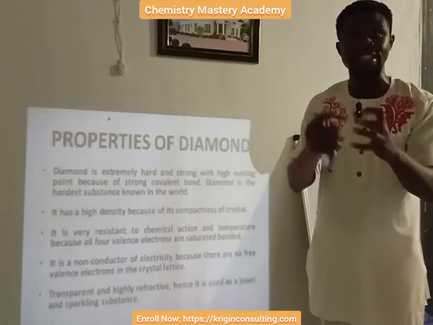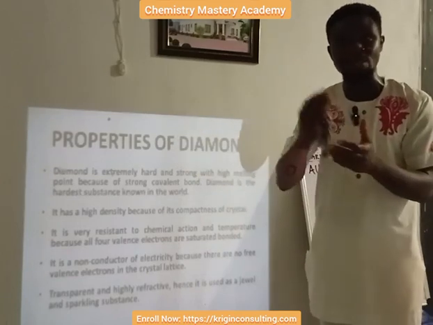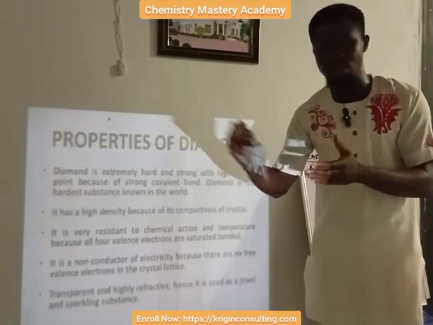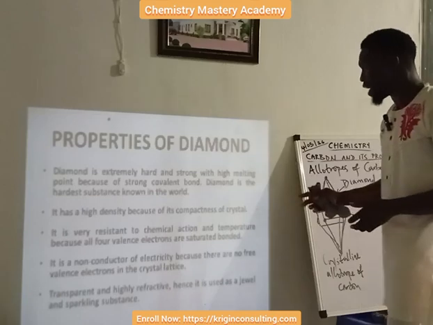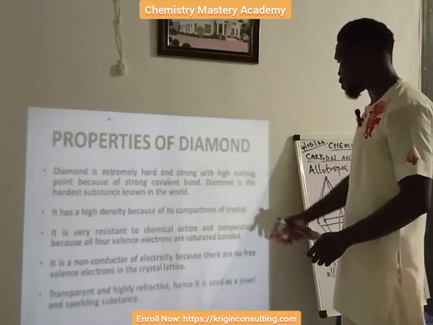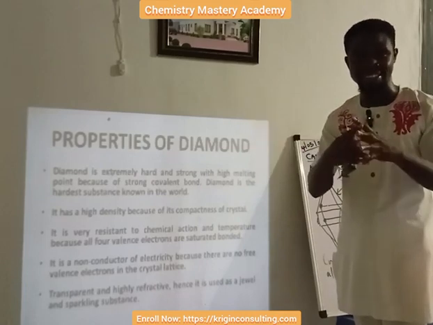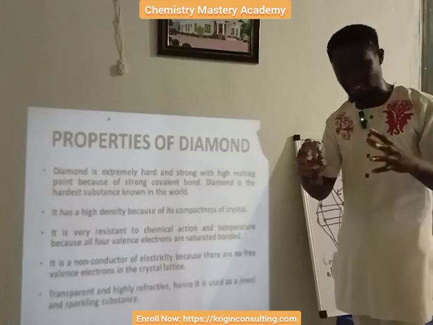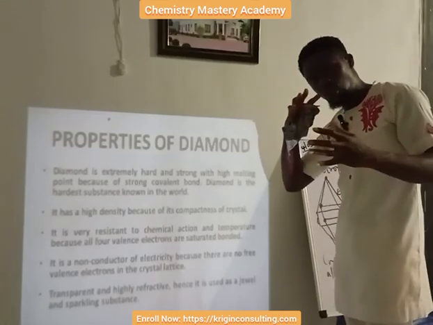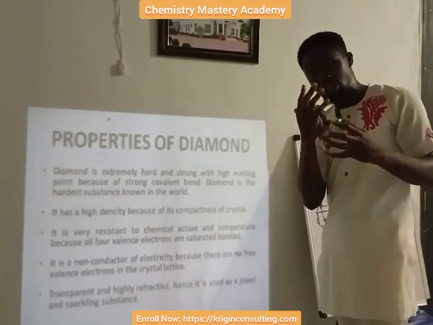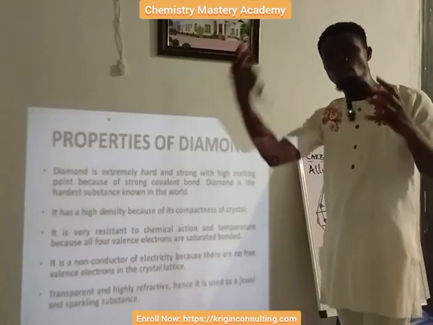That means the strength of each diamond is of a high degree. Carbon has a high density because of its compact crystal. It has a high density. That is the number of particles that make up the carbon. They are so much.